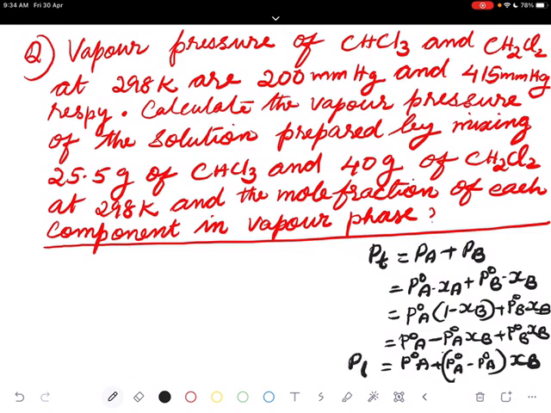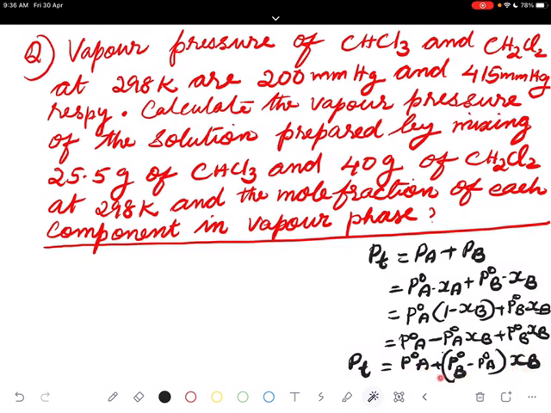So PT is equal to P naught A plus P naught B minus P naught A into XB. Once again, P total is written in terms of the vapor pressures of the two pure components into XB, that is only one mole fraction, the mole fraction of the solute. In this you won't find XA, so you have to find out only this XB.